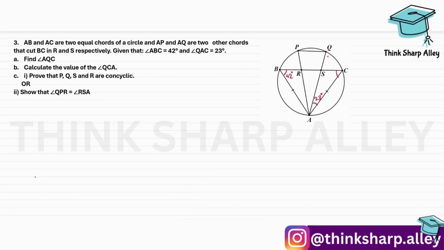AQC. So what is the most obvious move? Yes, join QC. Because geometry loves joining lines at the right moments. Okay, now look carefully. Angle AQC, which is this angle, is subtended by the segment AC. Any other angle subtended by the segment AC? Yes, angle ABC, which is 42 degrees. So directly these two angles are equal because they are in the same segment. So part A done, clean.